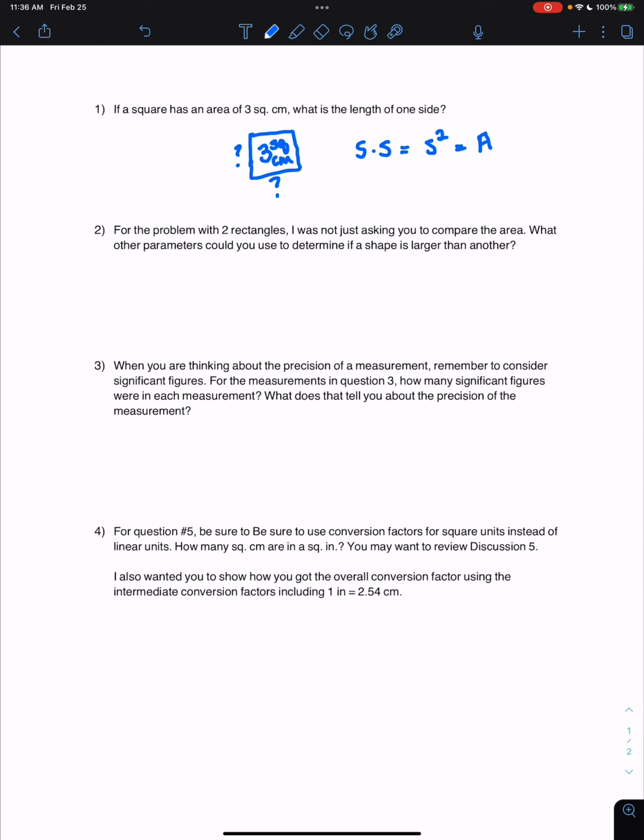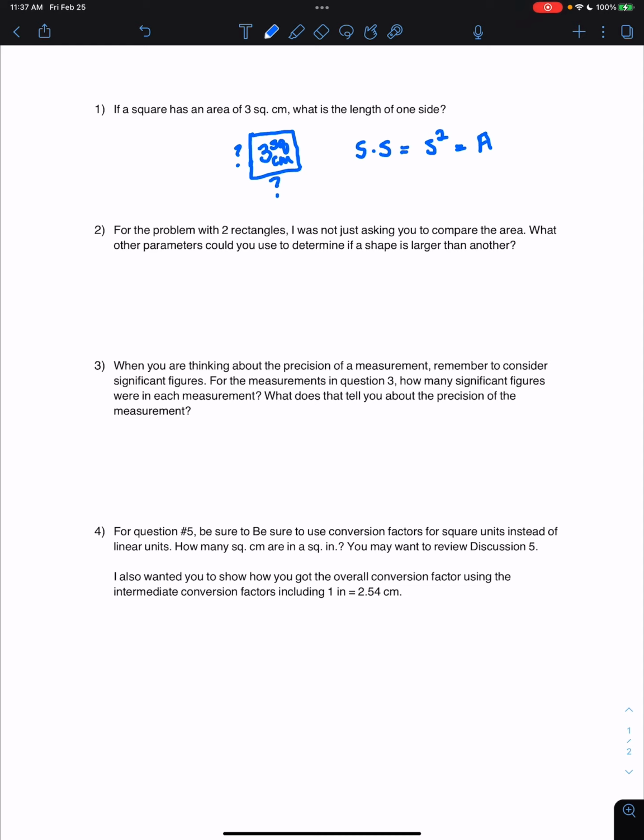For the problem with the 2 rectangles, I wasn't really asking you just to compare area, although that's one parameter that you could compare to determine which one is larger. But there are other parameters that you could use to determine if a shape is larger than another one. So think about some of those other parameters that we have discussed, some dimensions, some calculations, some measurements of those rectangles that could tell you if one was larger than another.